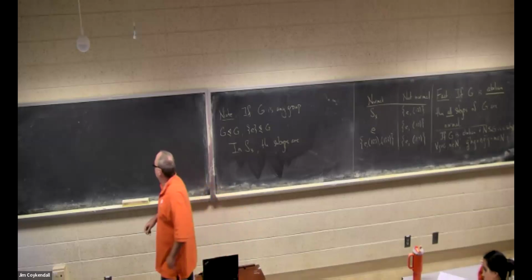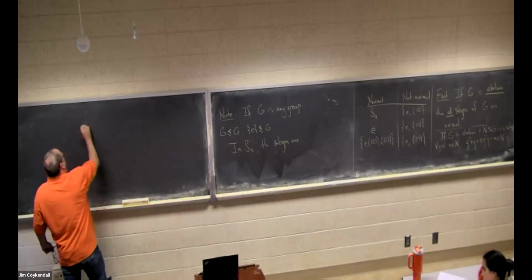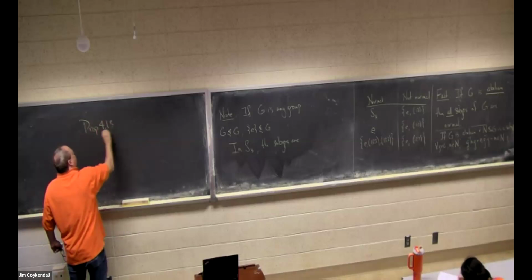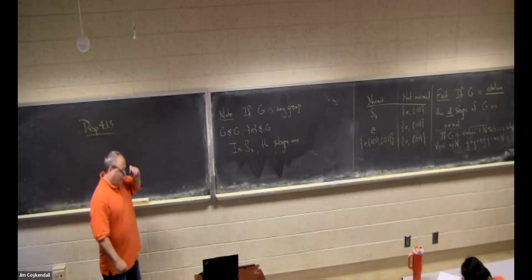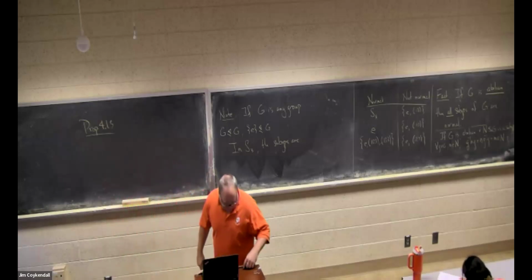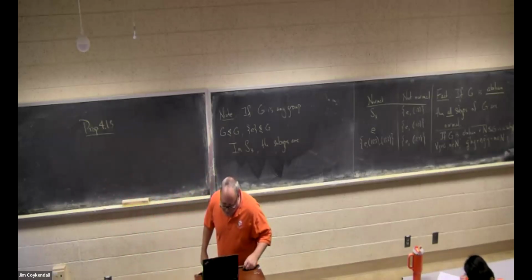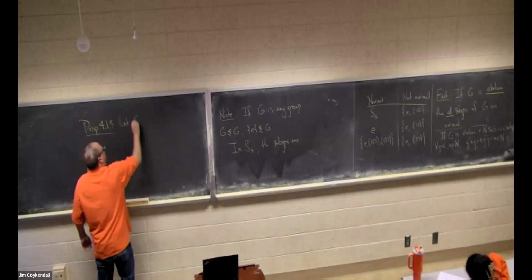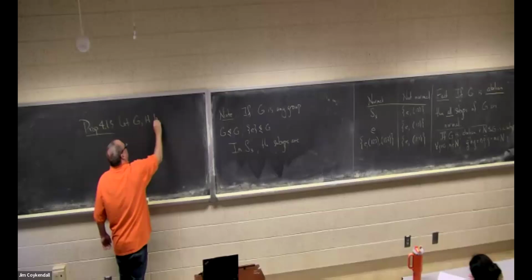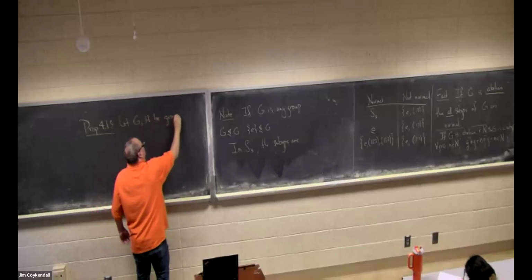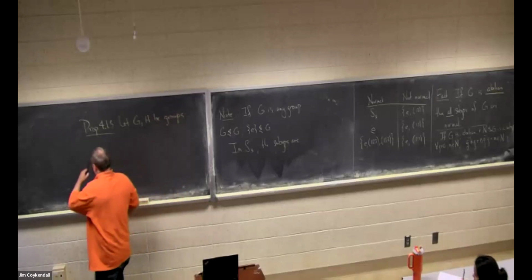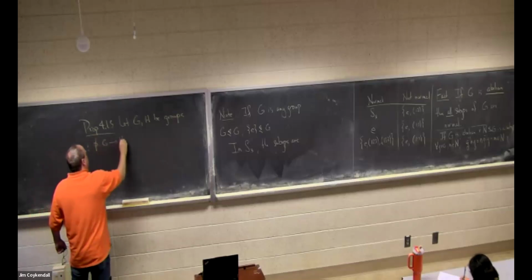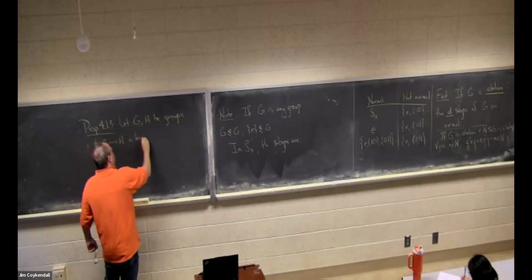So proposition 4.13. I'm going to repeat what I said a moment ago as part of this proposition. Read through the notes, and I'll prove the other part. Let G and H be groups, and let phi from G to H be a homomorphism.